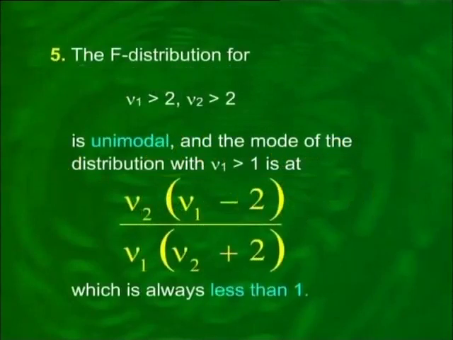The fifth property is that for nu1 and nu2 both greater than 2, the F distribution is unimodal, and the mode of the distribution is at nu2 into nu1 minus 2 over nu1 into nu2 plus 2, and this quantity is always less than 1.